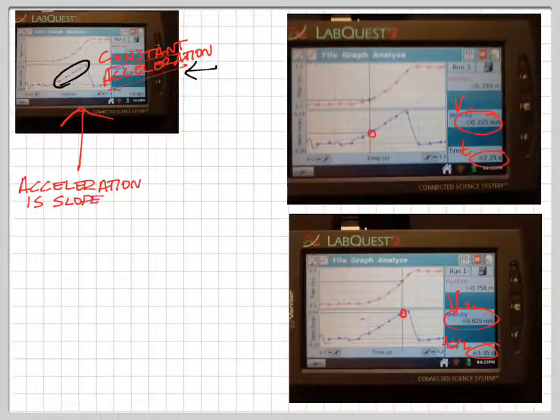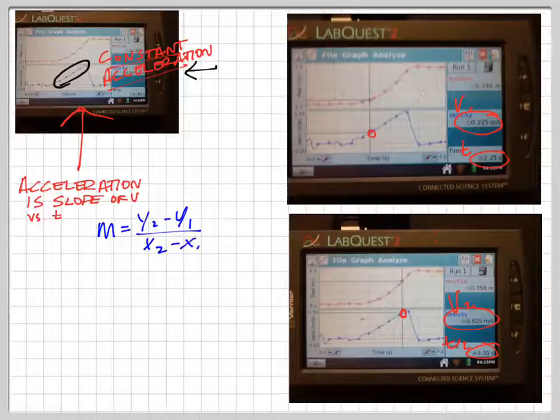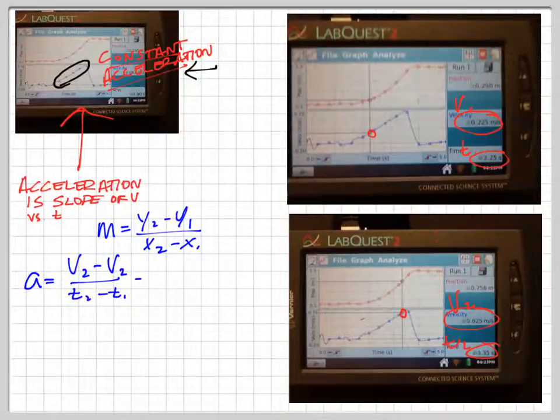So the acceleration is the slope of v versus time. And as we recall, anytime we want to find a slope, m equals y2 minus y1 over x2 minus x1. So in this case, our slope is acceleration: velocity 2 minus velocity 1 over time 2 minus time 1.